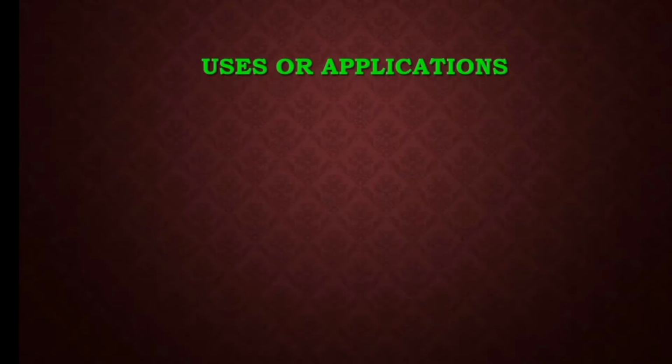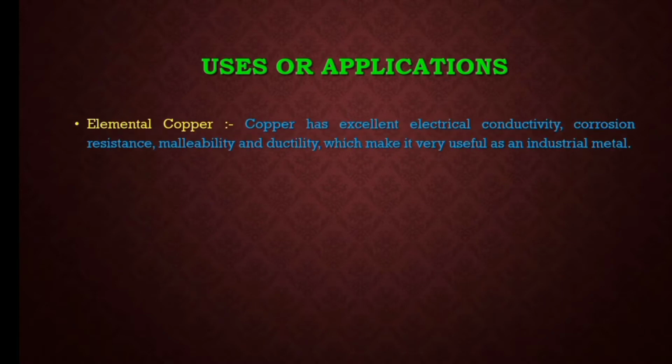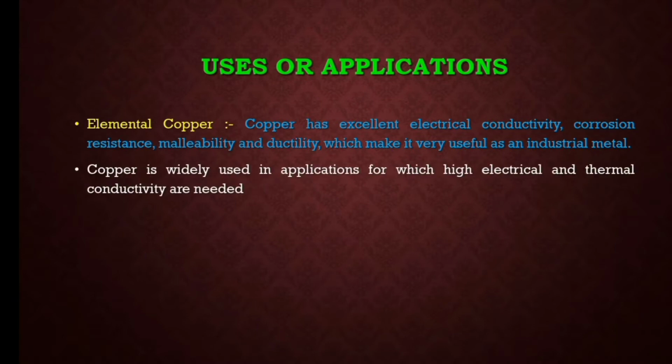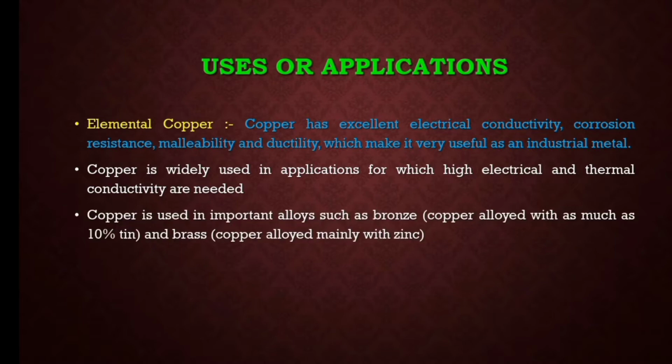Now coming to its uses or applications. Coming here, the elemental copper has very excellent electrical conductivity, corrosion resistance, malleability, and ductility, which make it very useful as an industrial metal. Copper has wide applications where high thermal and high electrical conductivity are needed. So copper is used in such types of applications.